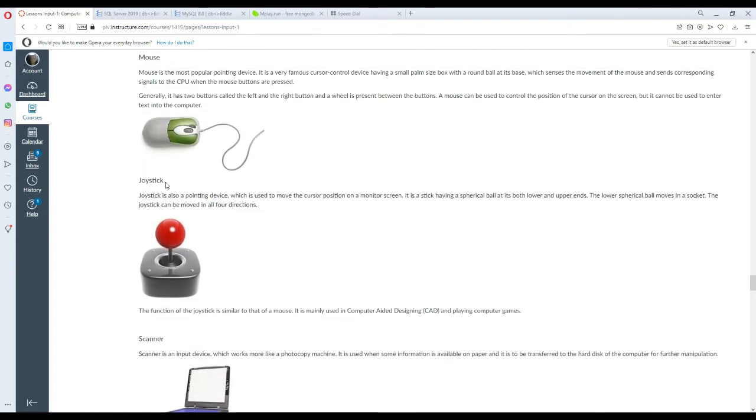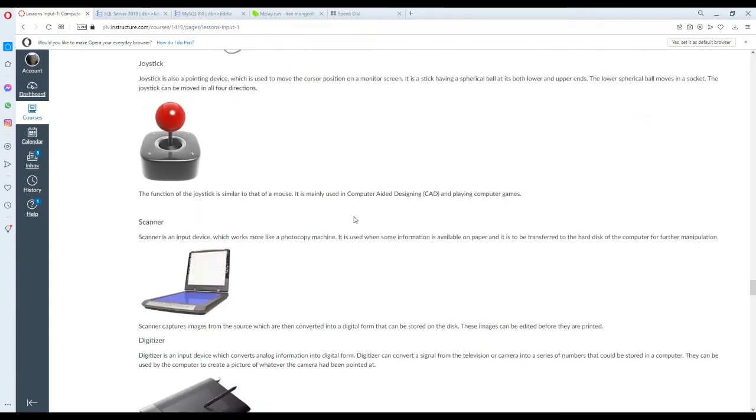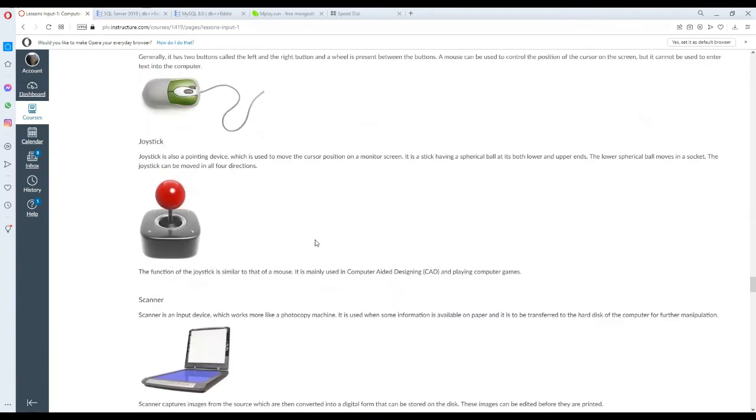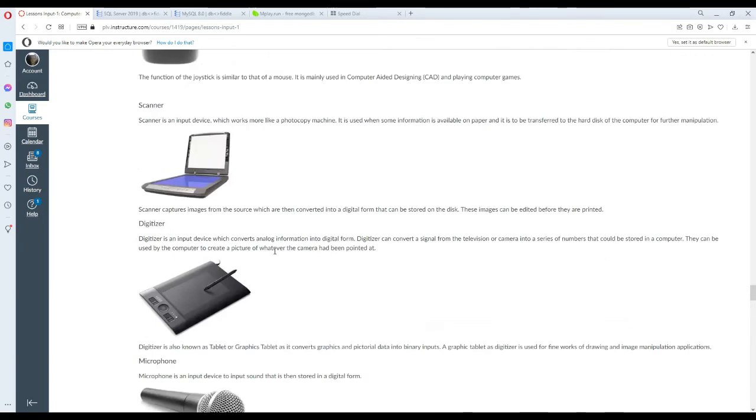Okay. The joystick can be used as a pointing device or even as a controlling device. Okay, it can be found in your computer, it can be found in your consoles. Okay, it has the same functionality as that of a mouse. Scanner.